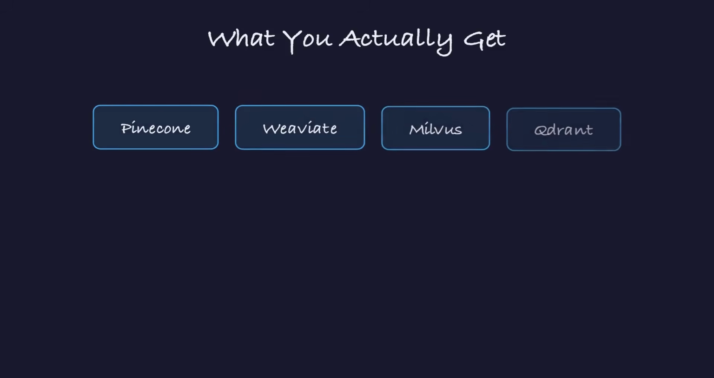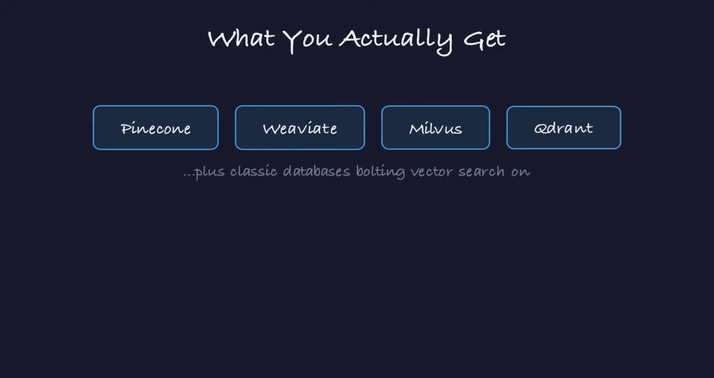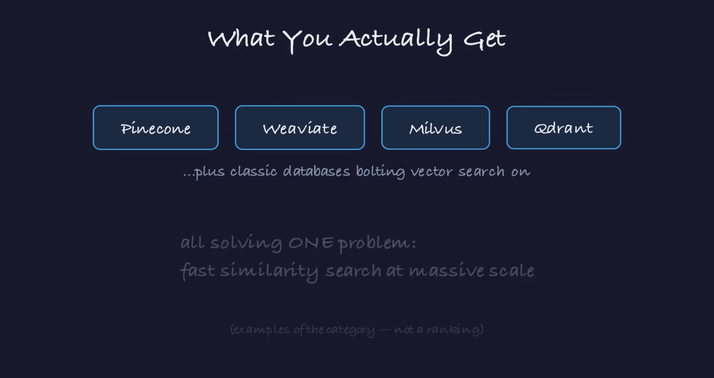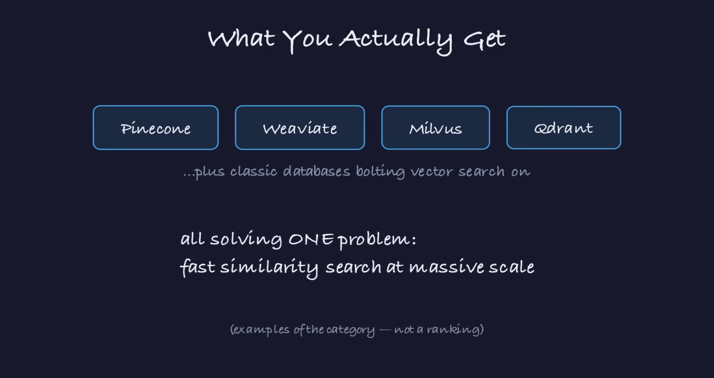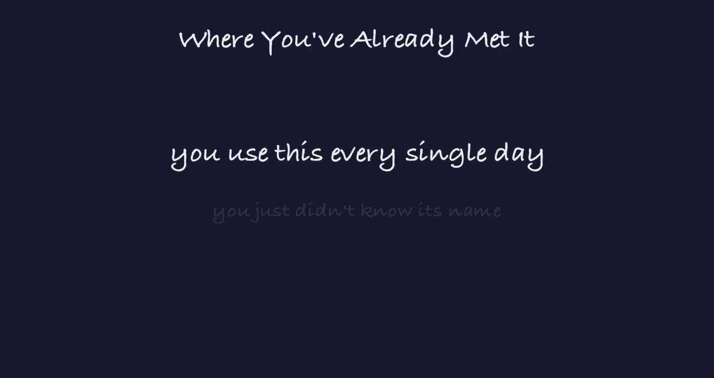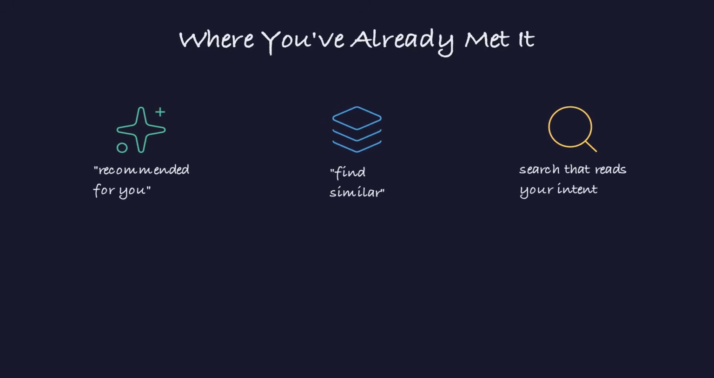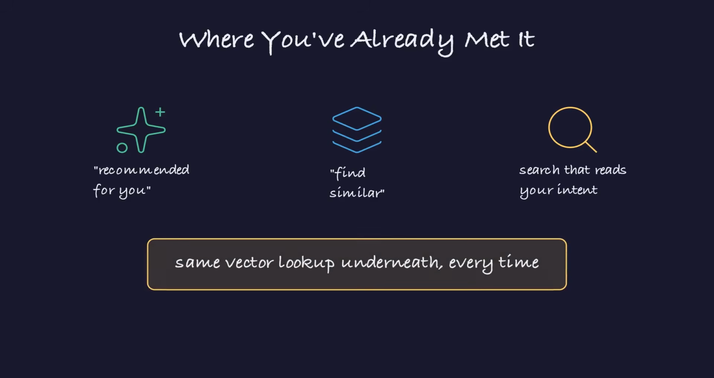You've probably heard the names: Pinecone, Weaviate, Milvus, Qdrant, and plenty of others, plus classic databases bolting vector search on. They're all solving one core problem: fast similarity search at massive scale. And here's the thing, you use this constantly, you just didn't know its name. Every recommended for you, every find similar, every search that reads your intent instead of your keywords, vector database doing its thing.